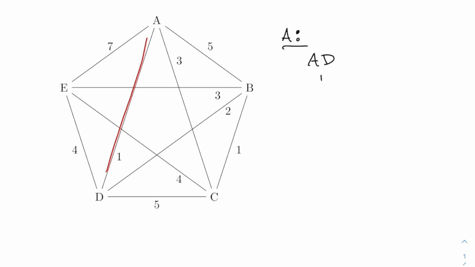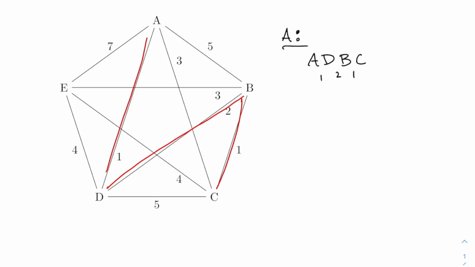That's a 1. Then from the D, I could go the 4, this 2, or 5. I'm going to take the 2. So I go A to D to B, which is 2. Then from the B, I believe the 1 is the cheapest option at this point. So from the B, I take the 1 here, which goes to C.